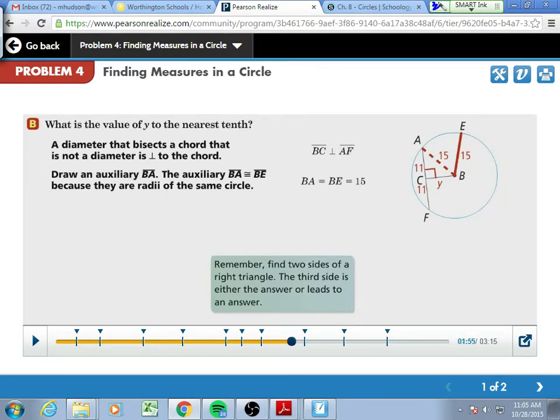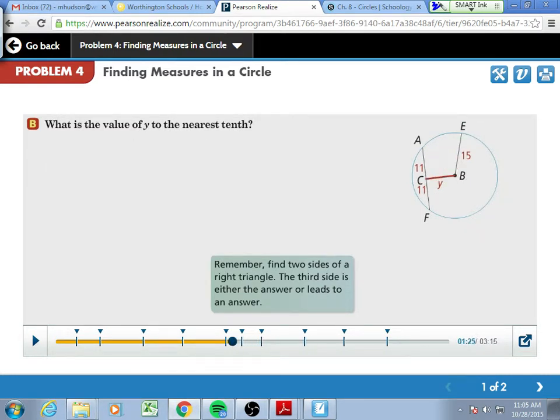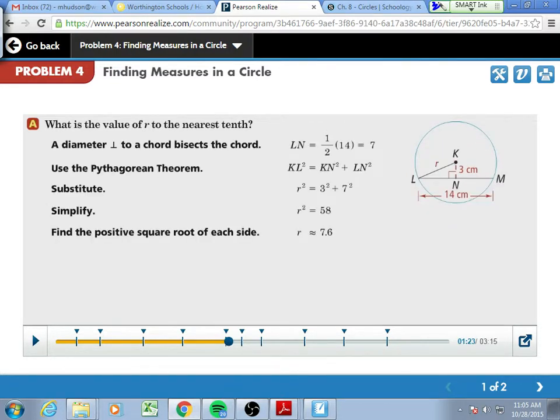So, sorry, went too far. So then we have both legs, we use our Pythagorean theorem.